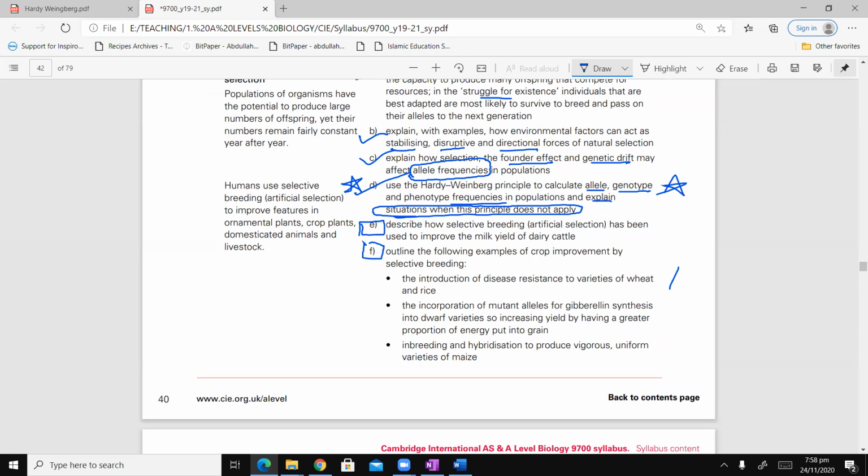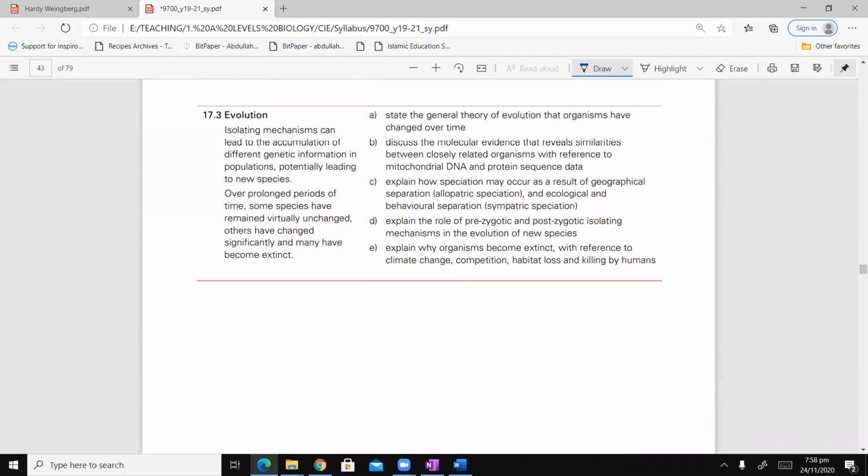But again, these are three examples that we have. All of this is for tomorrow, inshallah. And then finally, the theory of evolution and natural selection, molecular evidence, okay, with reference to mitochondrial DNA and protein sequence DNA. These are the two molecular evidences that we are supposed to see. Explain how speciation may occur, allopatric speciation and sympatric.